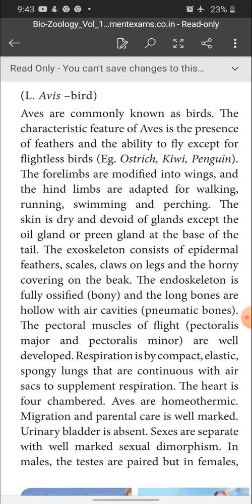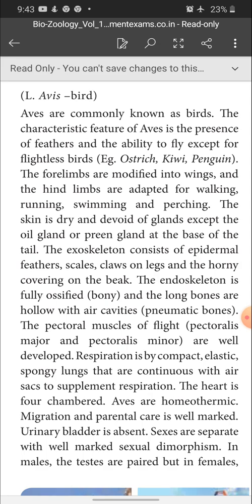The endoskeleton is fully ossified and long bones are hollow with air cavity. This is a peculiar character of class Aves, children. Pneumatic bones. The pneumatic bones are present only in the birds. What is meant by pneumatic bones? The long bones with hollow air cavities help to fly in the air and also reduce the body weight. Then the pectoral muscles of flight, pectoralis major and pectoralis minor, are well developed for flight.